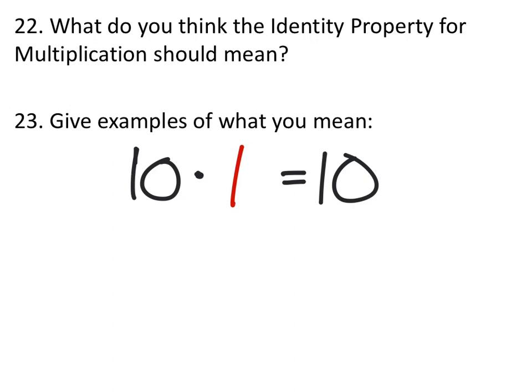1. Anything multiplied by 1 is itself. Now you have to be careful, because when we say, if we multiply anything by 1, what do we get? Some of you say 1. No, that's not the case. Anything multiplied by 1 is itself.